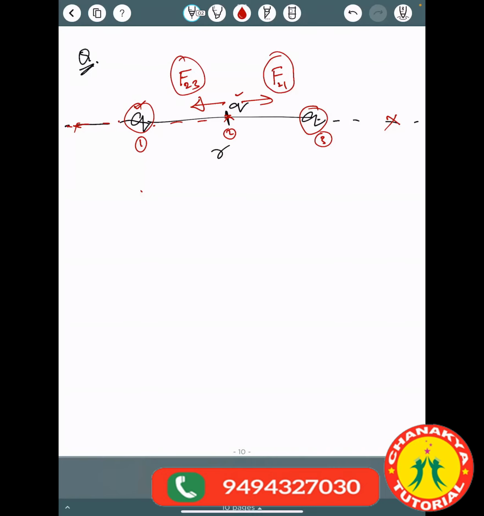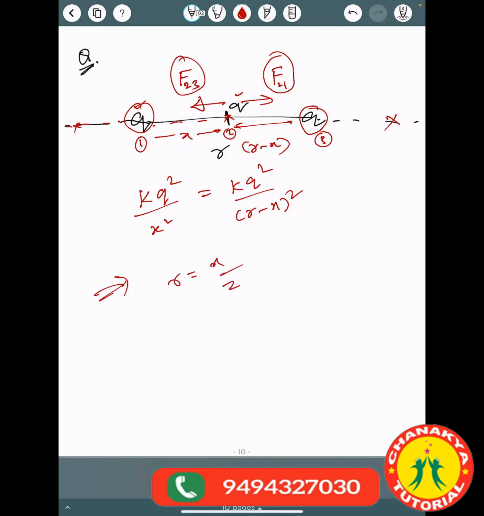Let's say this distance is X, then this distance will be R minus X. Simply put the formula: kQ square by R square should be equal to kQ square by R minus X whole square. Solve it, you will get X is equal to R by 2. This is very simple because they have given Q and Q.